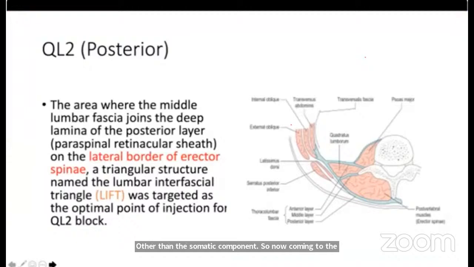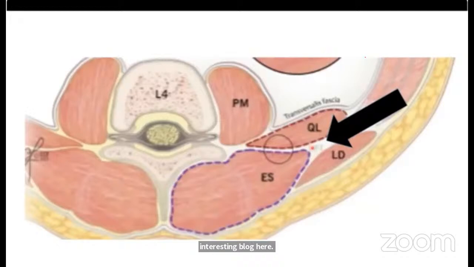So now coming to the posterior QL or QL2 block, which is another interesting block. Here the drug is deposited in the interfascial area, which is the lumbar interfascial triangle. Cadaveric dissection studies showed that there are no nerves here, and this is a dense fascial area. So as we were discussing with Dr.